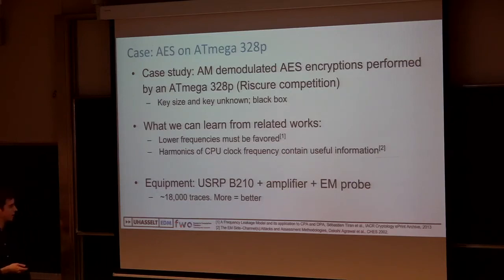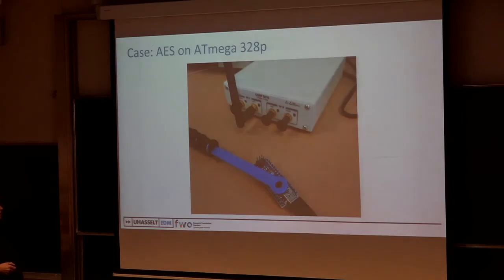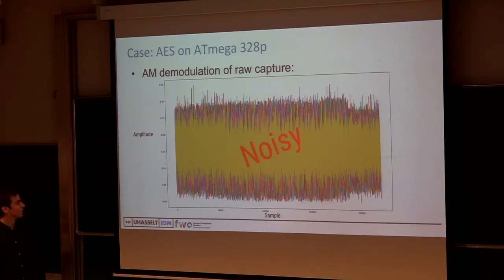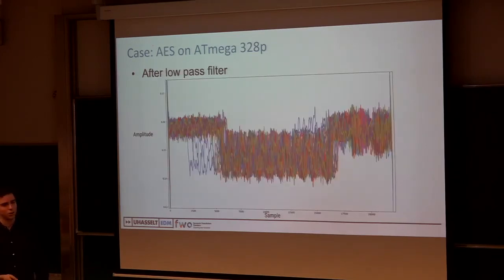So now let's take a look at using a USRP, an amplifier, and an EM probe. With this, I took about 18,000 samples, and then you get something like this. As you can imagine, I was quite disappointed when I first saw this graph, because this just seems like random noise, right? It is really noisy. But after doing a low-pass filter, there's something more interesting going on.